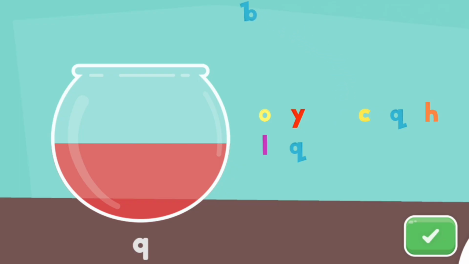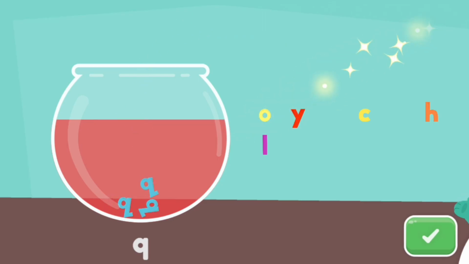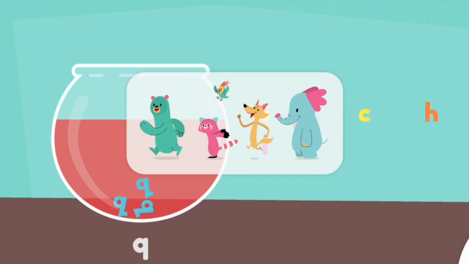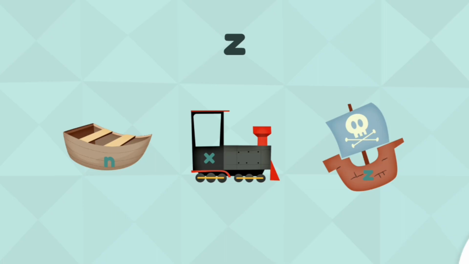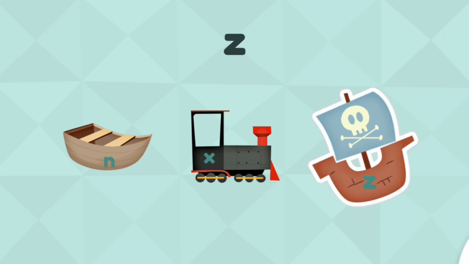Q. Great! You put the letter Q. Which one has the letter Z? Tap it. Z. Super duper!